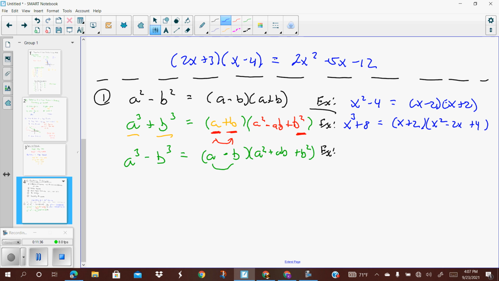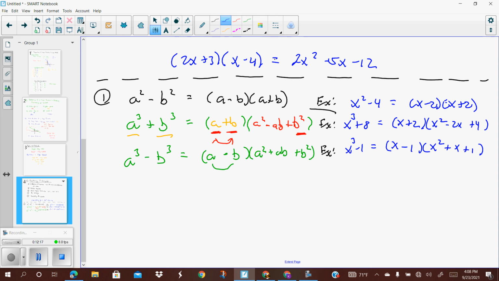Okay, let's try one with the difference of cubes. So x cubed minus 1. Same exact idea. Binomial, trinomial. Cube root of x cubed is x. Cube root of negative 1 is negative 1. Go from the binomial now. Square the first term, x squared. Square negative 1, plus 1. Multiply the x times the negative 1, which is negative x, but change the sign to plus. That's it. We have factored the difference of cubes.